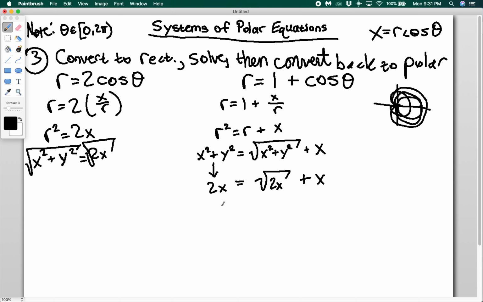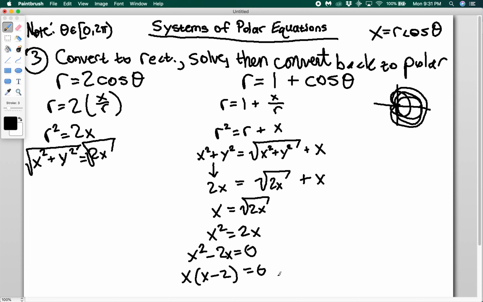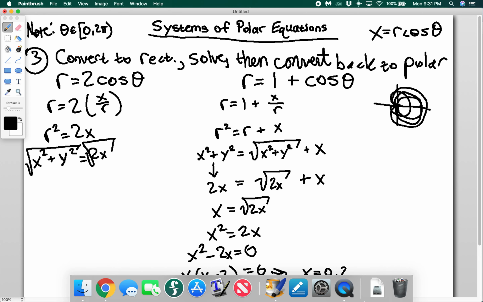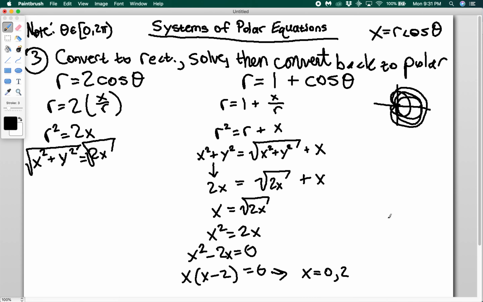This is much, much easier to solve. So I'm going to subtract x. I get x equals the square root of 2x. Square both sides. We get x squared equals 2x. And then we can subtract. We have x squared minus 2x equals 0. Factor out an x. You have x times x minus 2 equals 0, which means that x equals 0 and 2. Okay? So x is 0 and 2.